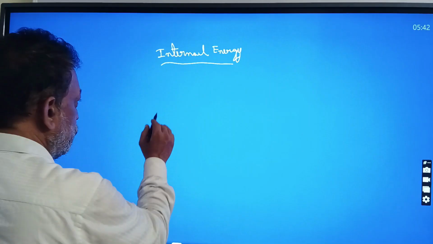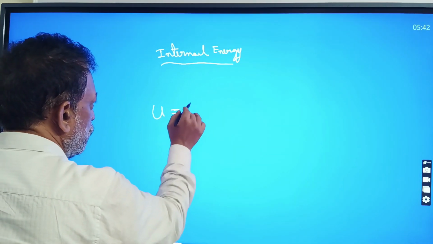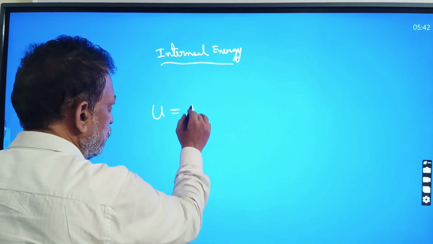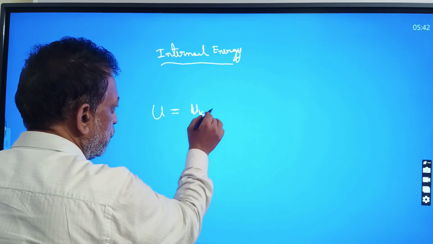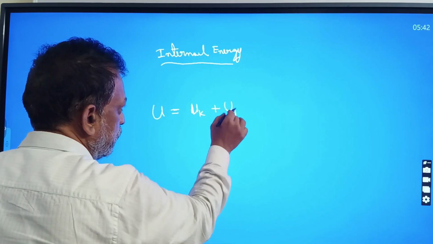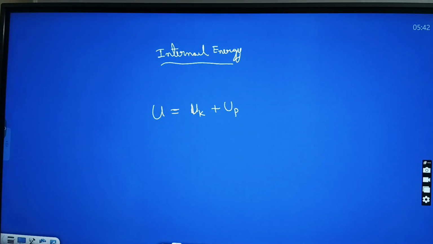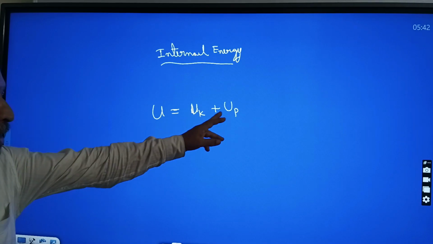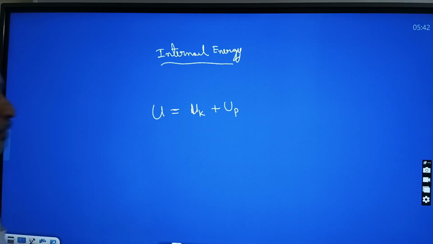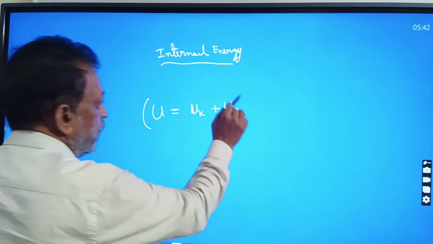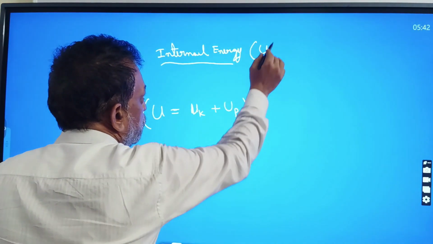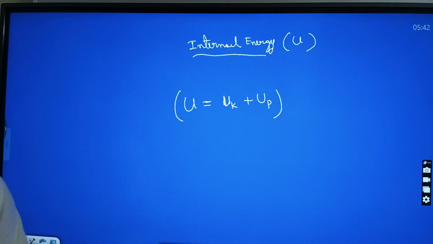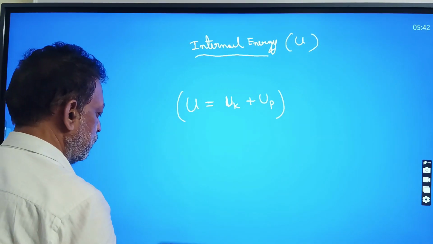So therefore, internal energy U is equal to internal kinetic energy UK plus internal potential energy. Now, this is the internal energy, you can say U. Write this below, this is point 1.